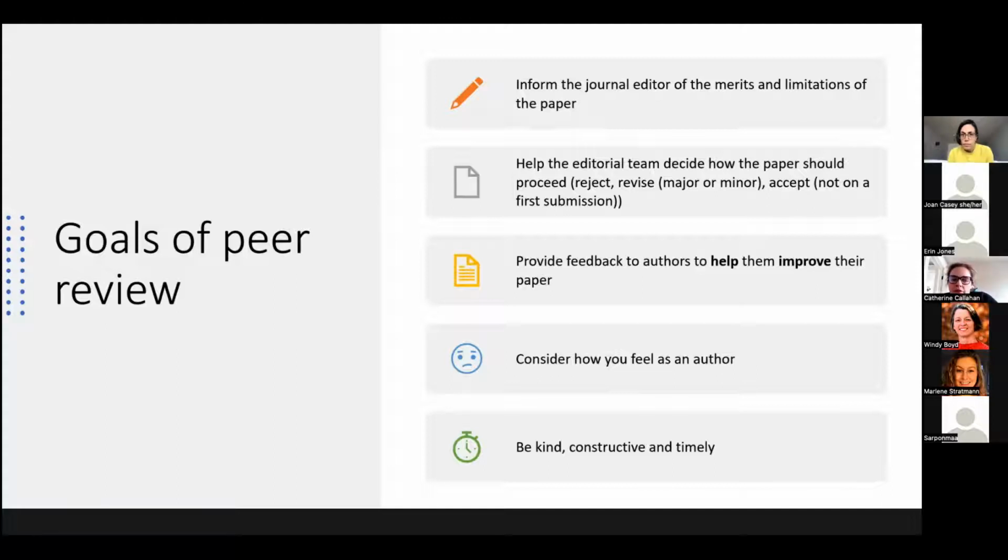When you're conducting peer review, you should consider how you feel when you receive reviews and try to be kind, constructive, and timely when reviewing.